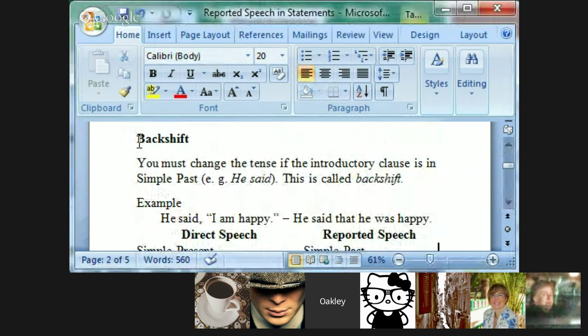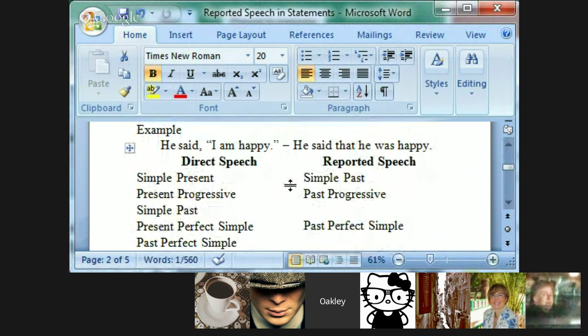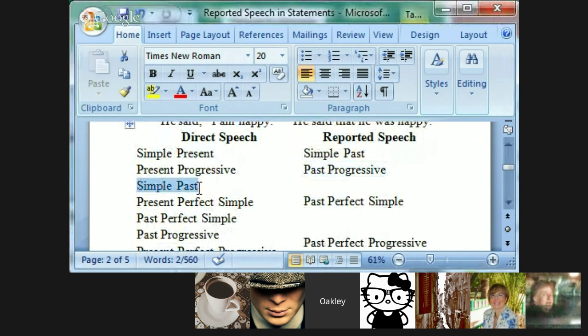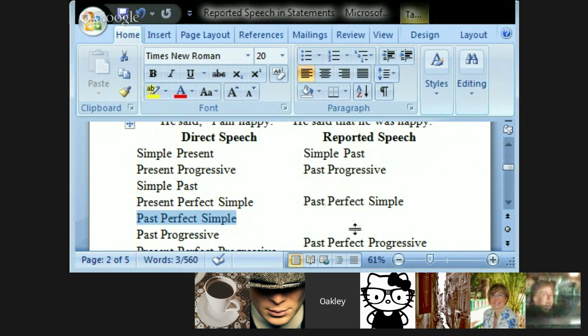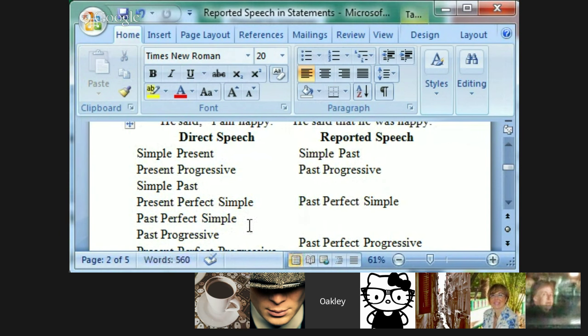Here is the backshift for all verb tenses. We already did this earlier in the class. Basically, we looked at examples, and I had you guys explain the verb tenses. Well, here they are in a table. Simple present becomes simple past. Present progressive becomes past progressive. Simple past and present perfect simple all become past perfect simple. Notice we hadn't looked at any examples of actual direct speech with past perfect.